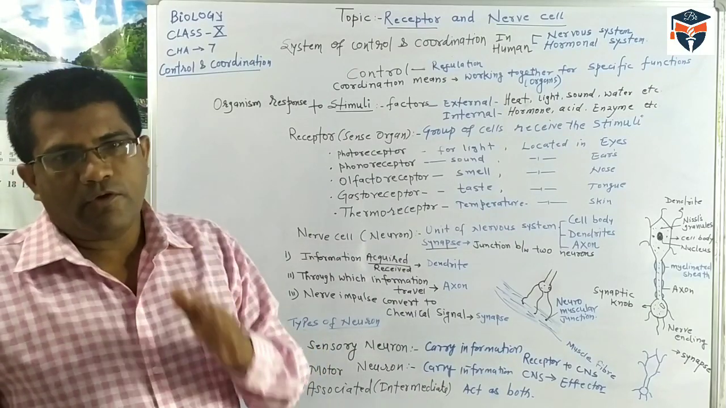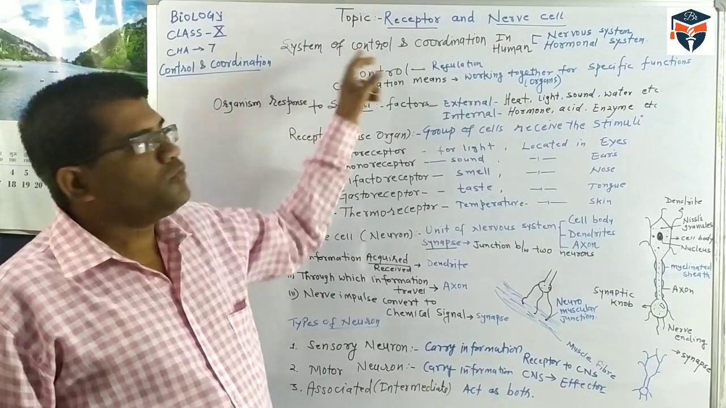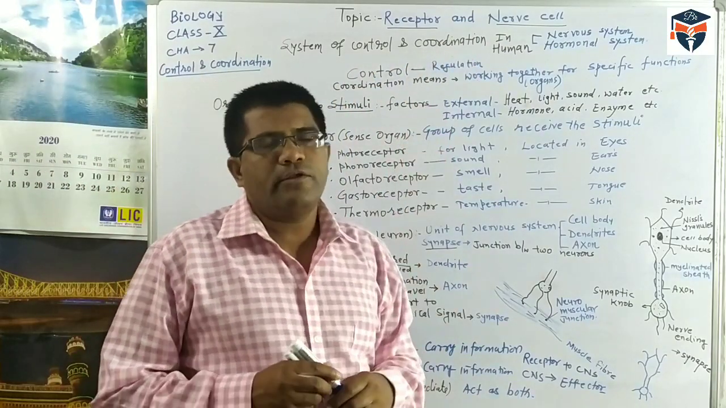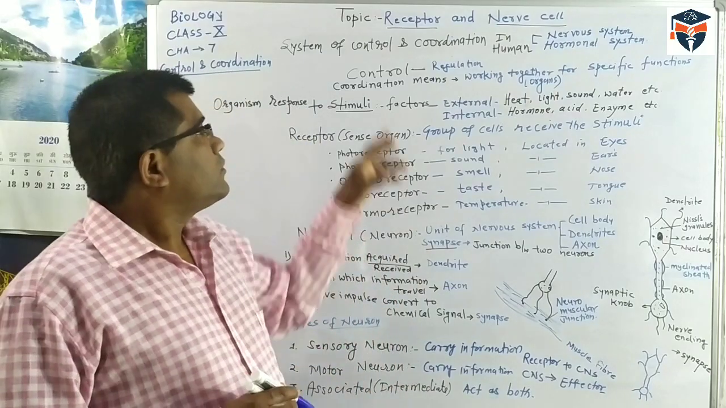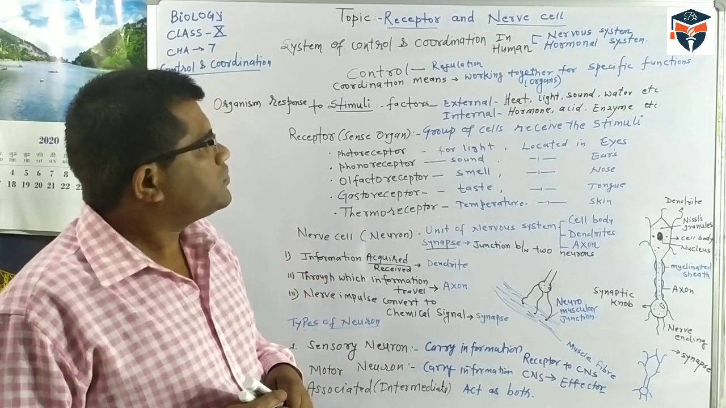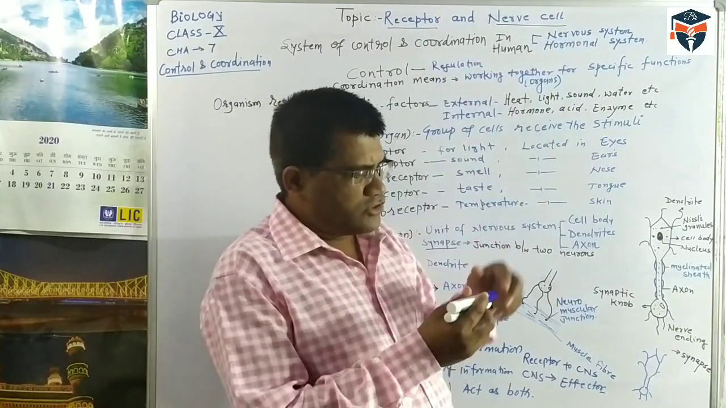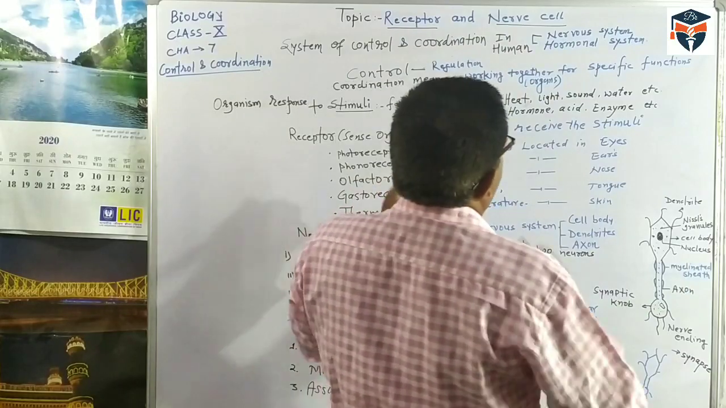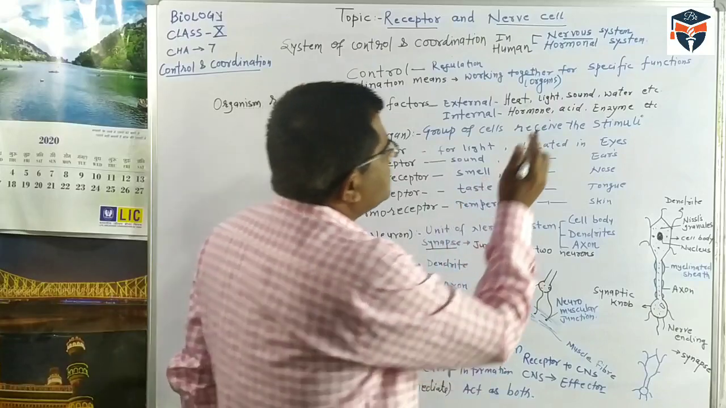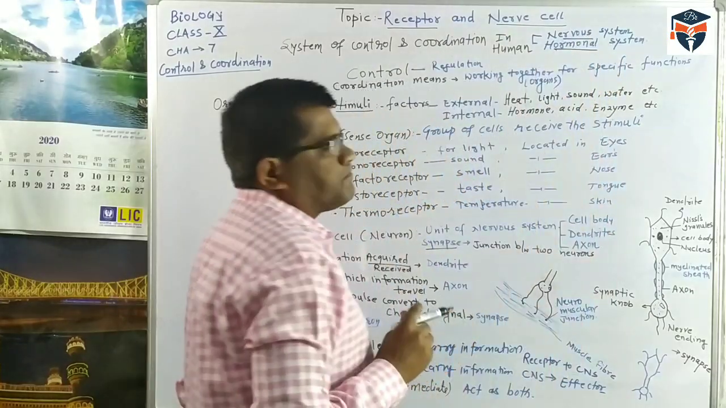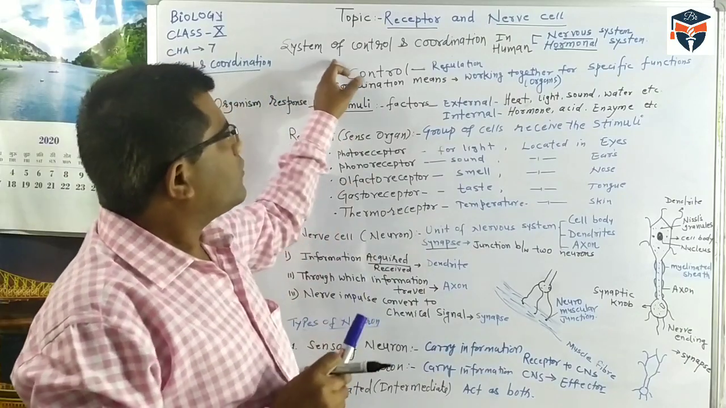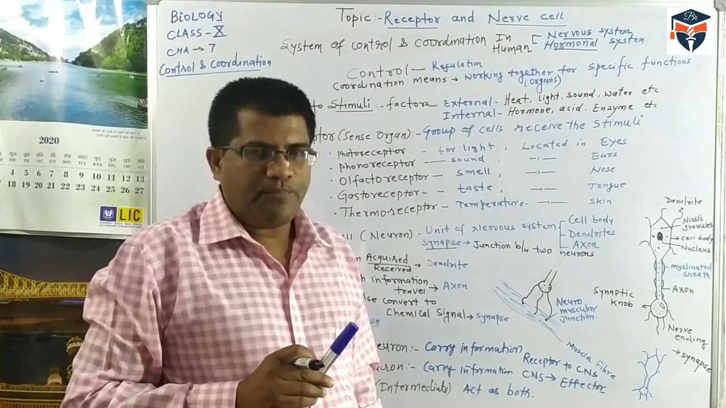Students, in our body there are two systems which control and coordinate the body activities. So for control and coordination in human beings, there are two systems. Number one, the nervous system, which is the first system that helps with control and coordination, and the other system is the hormonal system, which is also the endocrine system.